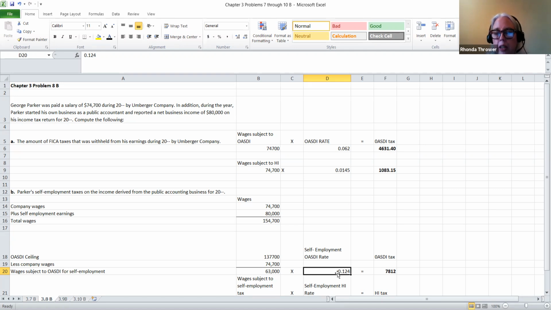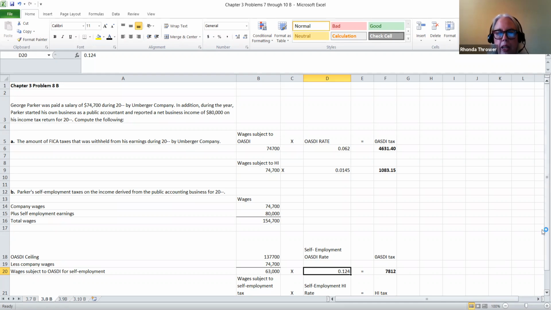The OASDI rate is 12.4% because if you're self-employed, you have to pay the employee's share of OASDI taxes as well as the employer's share. You get double whammied here. So the 63,000 that we have left in wages that are subject to OASDI are taxed at 12.4%, which is $7,812. So that's the amount of tax that he would owe on this 63,000.